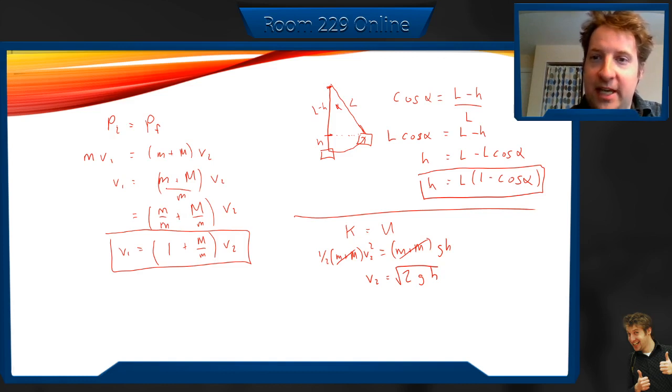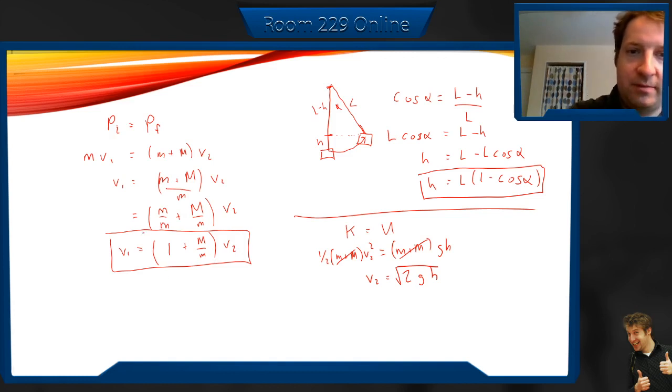Now I can replace h with this expression, and I can replace V2 with this one. So I'm going to put in my V1 expression, replacing V2 with the square root of 2gh. Let's rewrite this here: 1 plus little m over big M, multiplied by V2. What's V2? That's the square root.